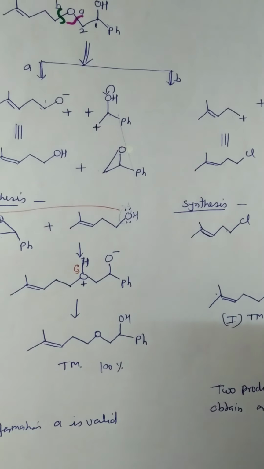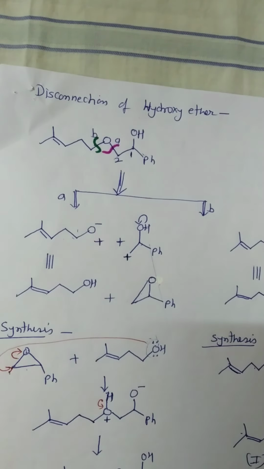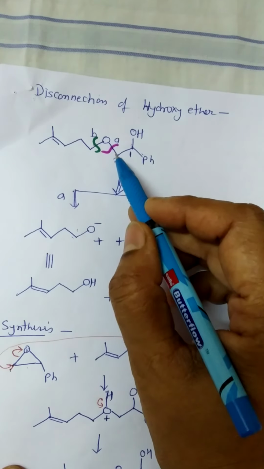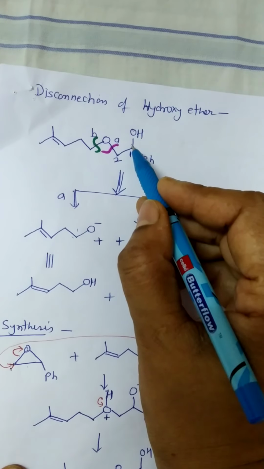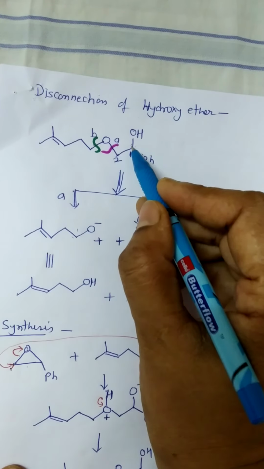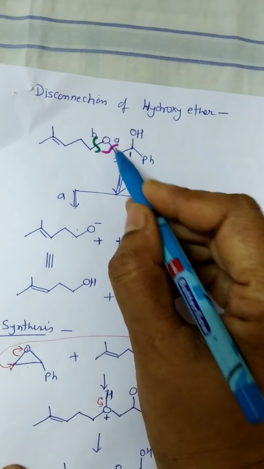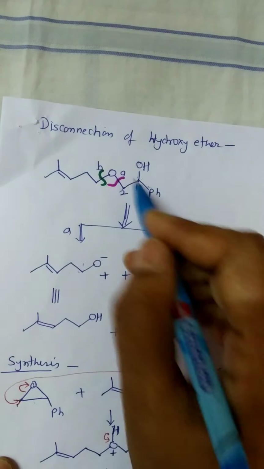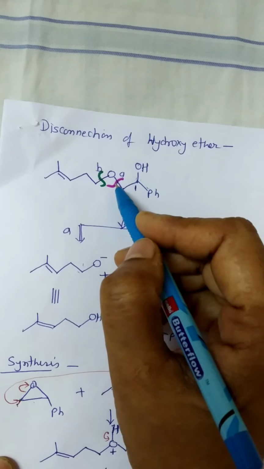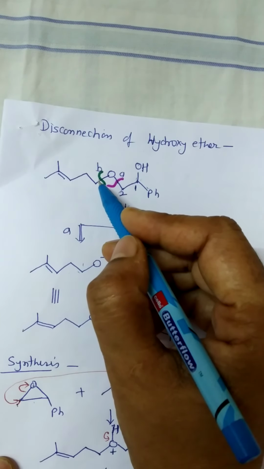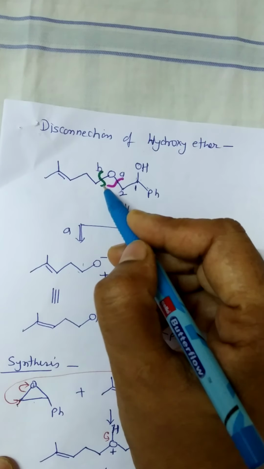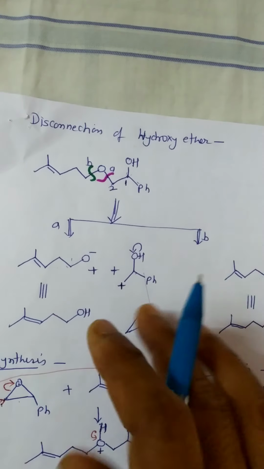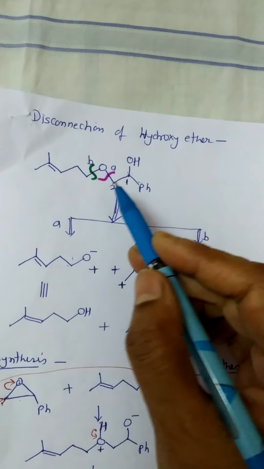Now another example for 1, 2 disconnection is the disconnection of a hydroxy ether. Here two functional groups, one is the OH and the second one is the ether group, are present at the 1, 2 position, and we disconnect between O and this C, which is after the 2 position. Disconnection A may be possible here, and also one disconnection is possible here, that is B disconnection, but here we take the better choice, and after discussion we conclude which is the better choice.